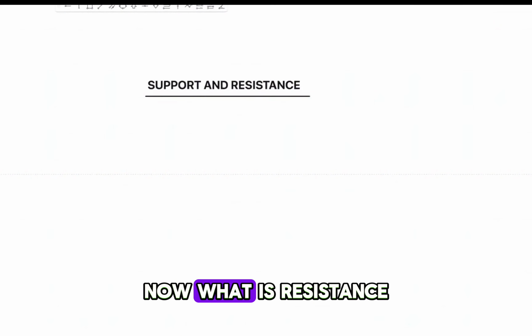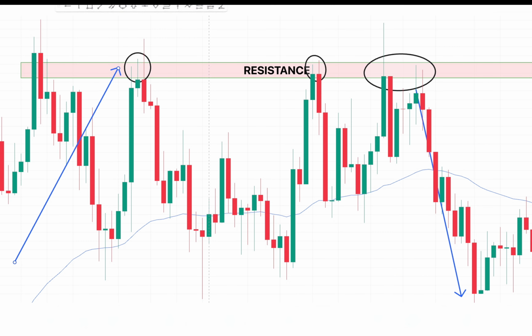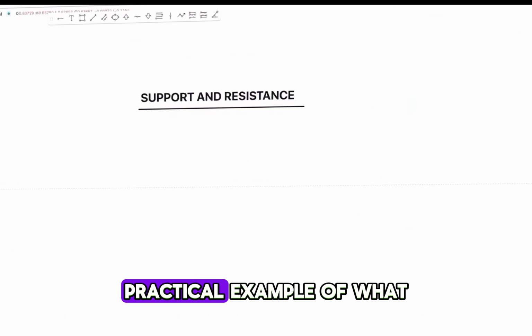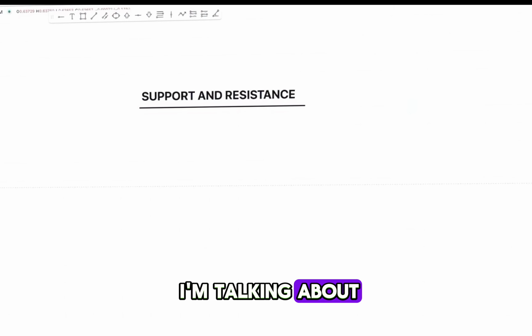Now, what is resistance? Resistance is also an area where historical data shows that the area has experienced selling pressure. So when price gets to that area, price tends to hit that area and start selling off. So guys, let's go down and show you guys a practical example of what I'm talking about.